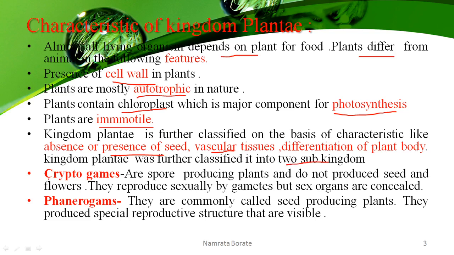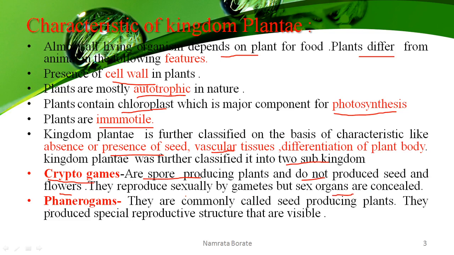The first subkingdom is Cryptogamae, and the second subkingdom is Phanerogamae. What are Cryptogames? They are spore producing plants, meaning there is no development of flowers. They do not produce seeds and flowers. They reproduce sexually by gametes, but the sex organs are concealed.